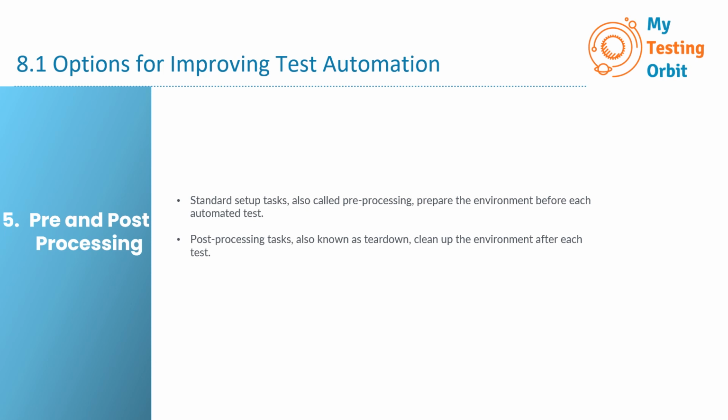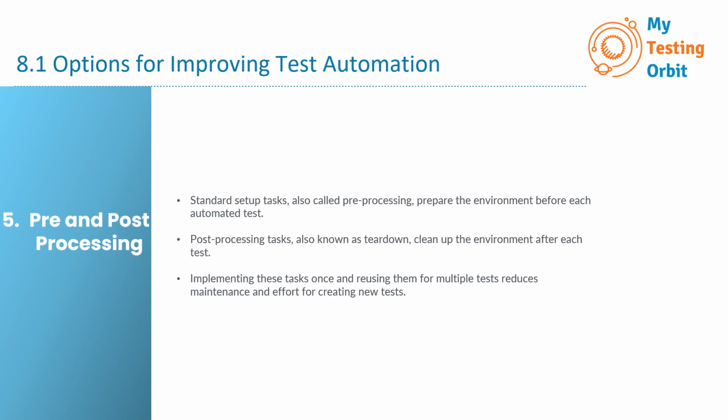After an automated test has been executed, it is important to clean up the environment to leave it in a consistent state for the next test. Post-processing tasks, also known as tear down tasks, involve actions such as closing connections, releasing resources, or resetting configurations.